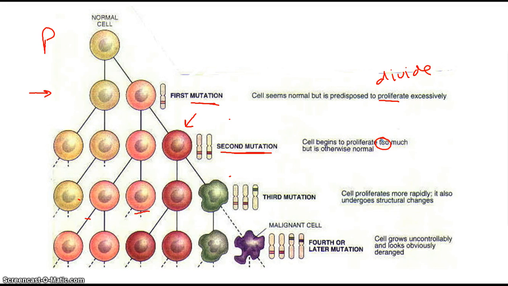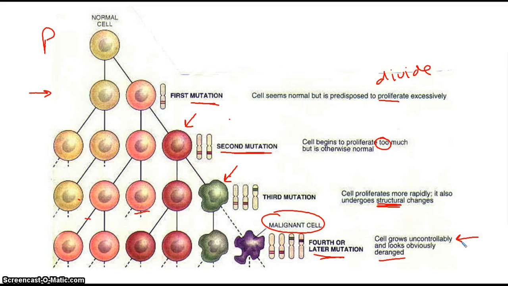We go to a third generation, and now a third mutation will accumulate. And here the cell's still proliferating more rapidly, but now we've got structural changes. So it's starting to become a cancer cell. And now we go to a fourth generation, and we have a fourth or more mutations that accumulate, and we get a malignant cell that's visibly different. Here it's called deranged, but the big thing is it's growing uncontrollably. That's going to lead to a tumor from there.